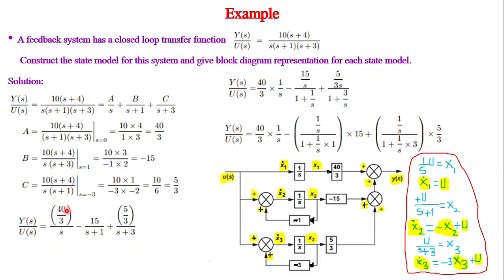So A is 40 by 3, so 40 by 3 into 1 by s. B by s plus 1, so minus 15 by s plus 1. C is 5 by 3, so 5 by 3 by s plus 3. So y of s by u of s is 40 by 3 into 1 by s, minus 15 into 1 by s plus 1, plus 5 by 3 into 1 by s plus 3. Here s is taken outside, that's all. But we can even do it straight away.